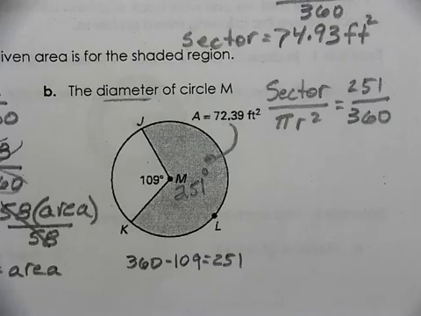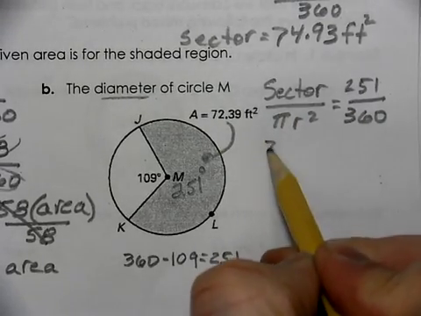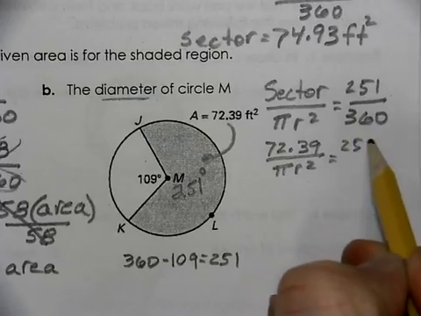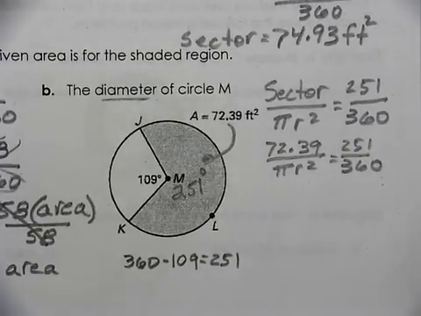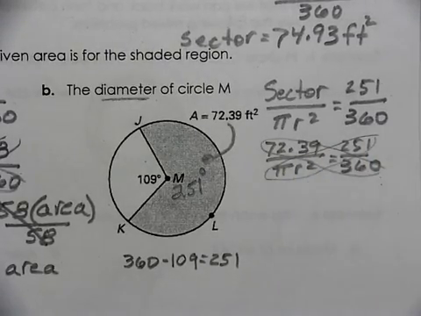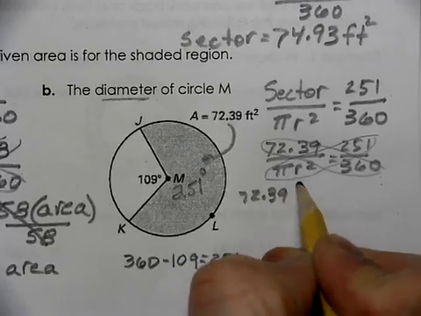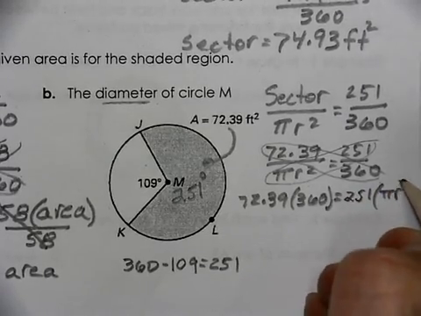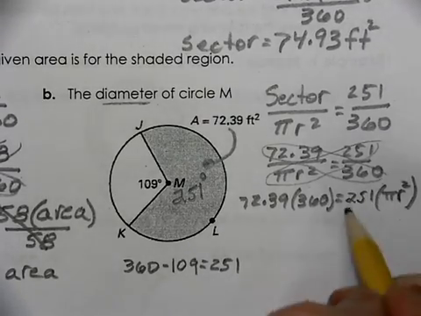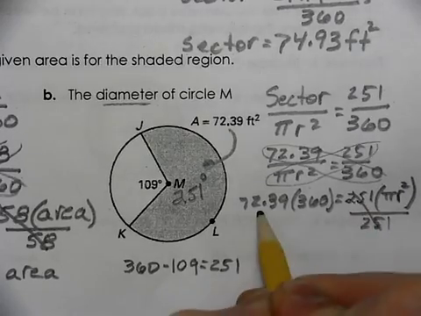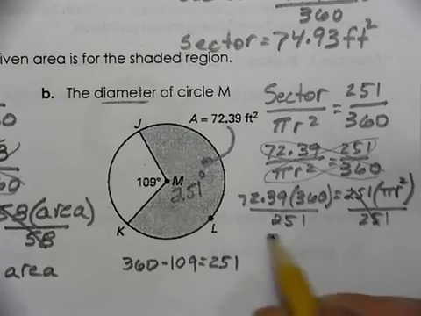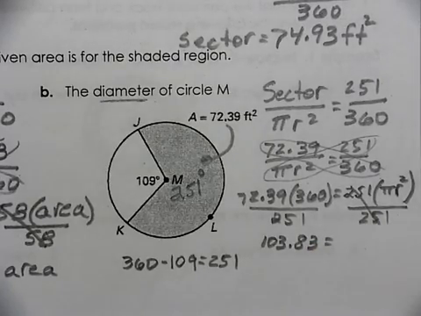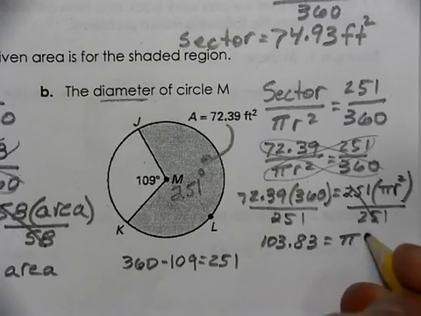We don't know what the radius is. Our sector is actually 72.39. So we'll cross multiply. So 72.39 times 360 equals 251 times pi r squared. We'll divide that by 251 because we're trying to get the radius by itself. And this will give us a value of 103.83. That is what's left on this side, which is pi r squared.